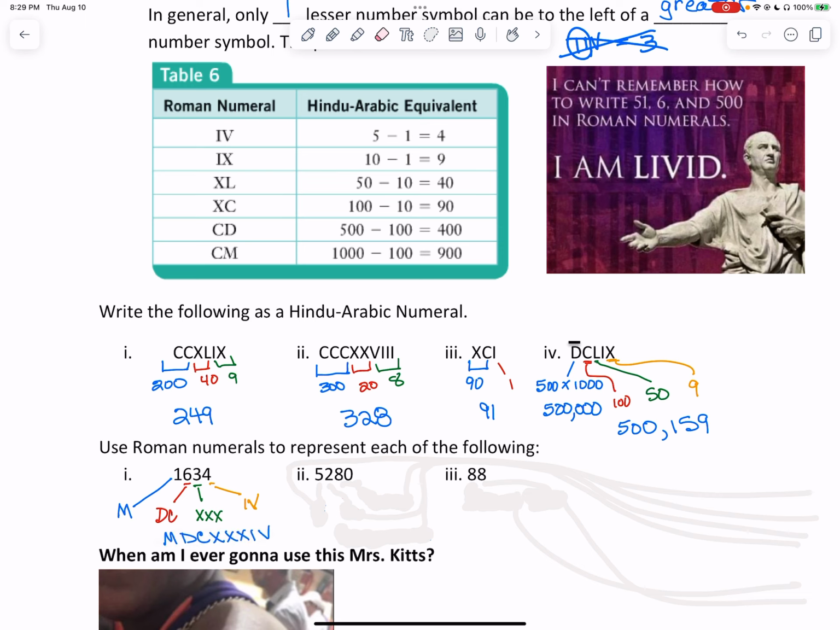Now, sometimes you will see these bars go over the top and over the bottom. You don't have to do that. You don't have to put the bars over them. You can if you want to, as long as I can read it on your test.